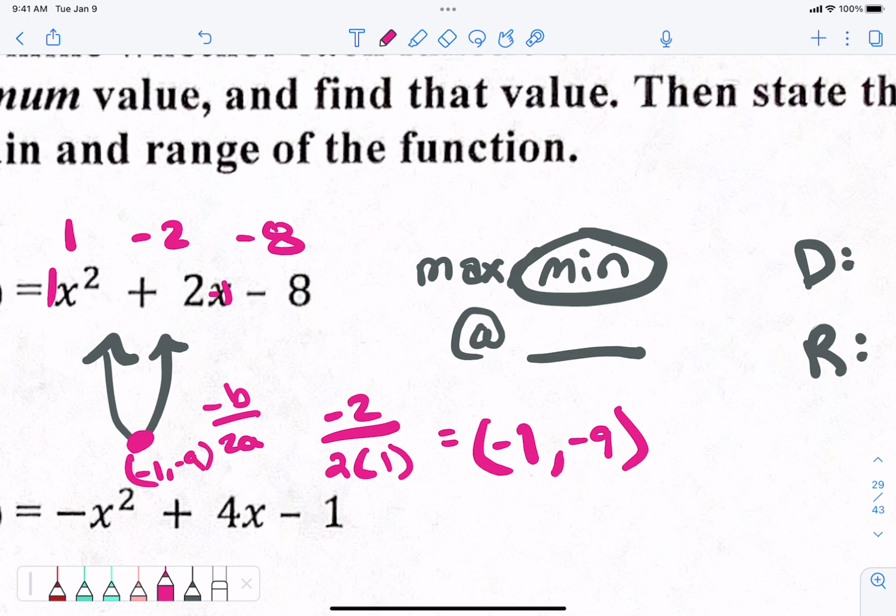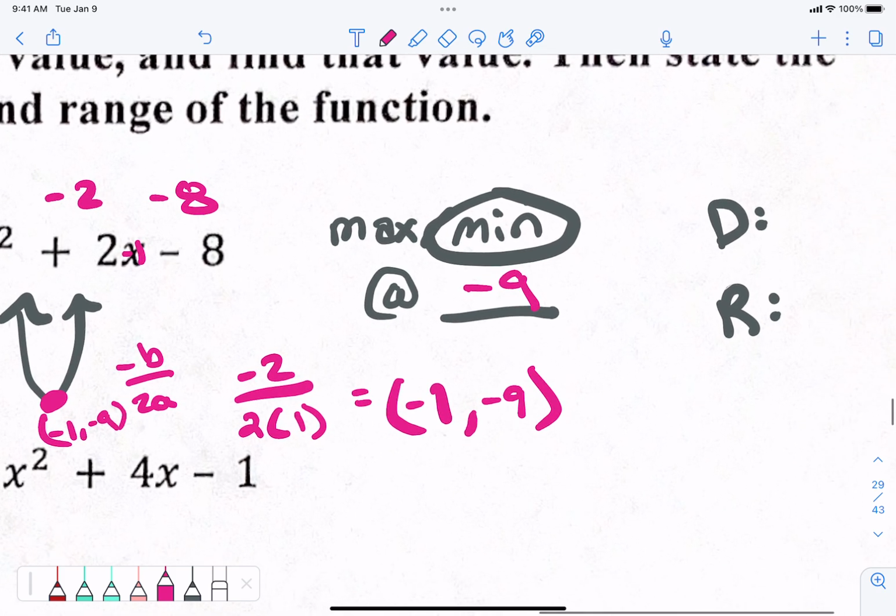So what do I say is my minimum point? Just negative 9. It's like saying, what's the lowest he goes? Just negative 9. If you put negative 1, negative 9, I'm probably not going to count it wrong, but you just have to have the y coordinate. What's the lowest he goes? Negative 9. Okay? Good?